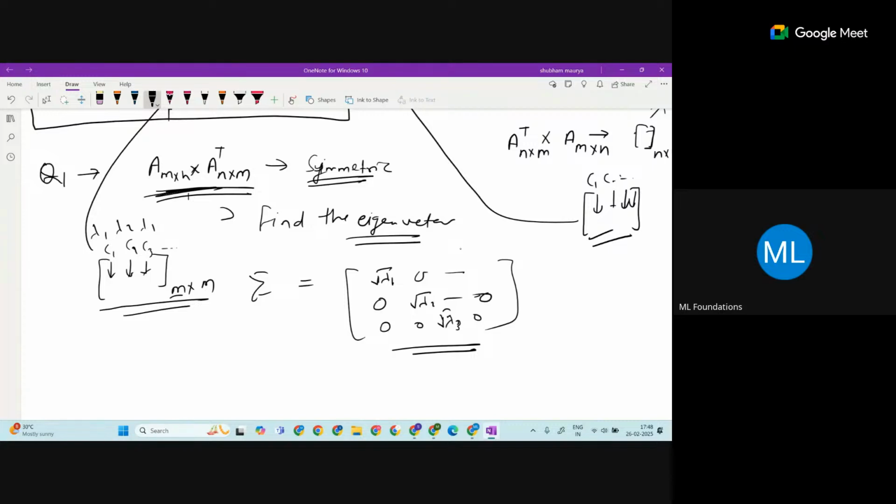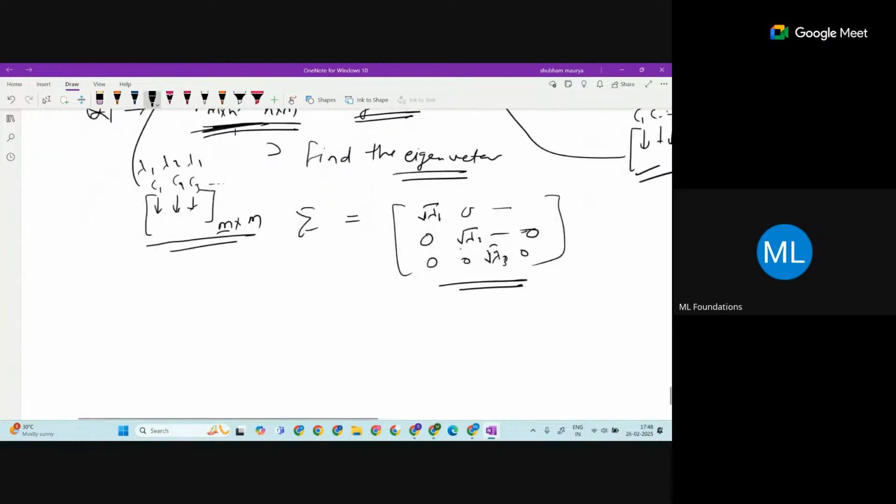This could be zero also. In the zero case, so there is another method to find the Q2. So to find the Q2, we'll go back to the negative one. There is another method to find the Q2.